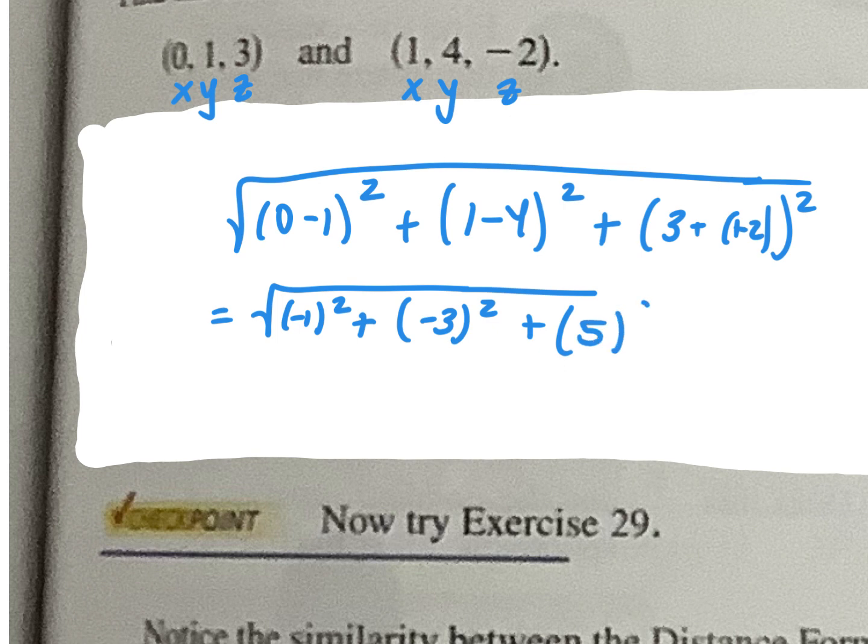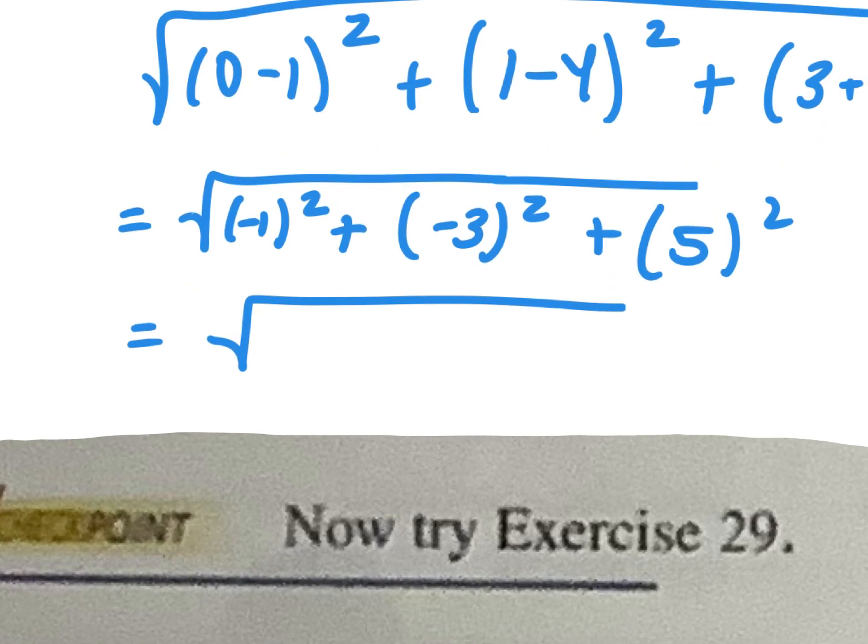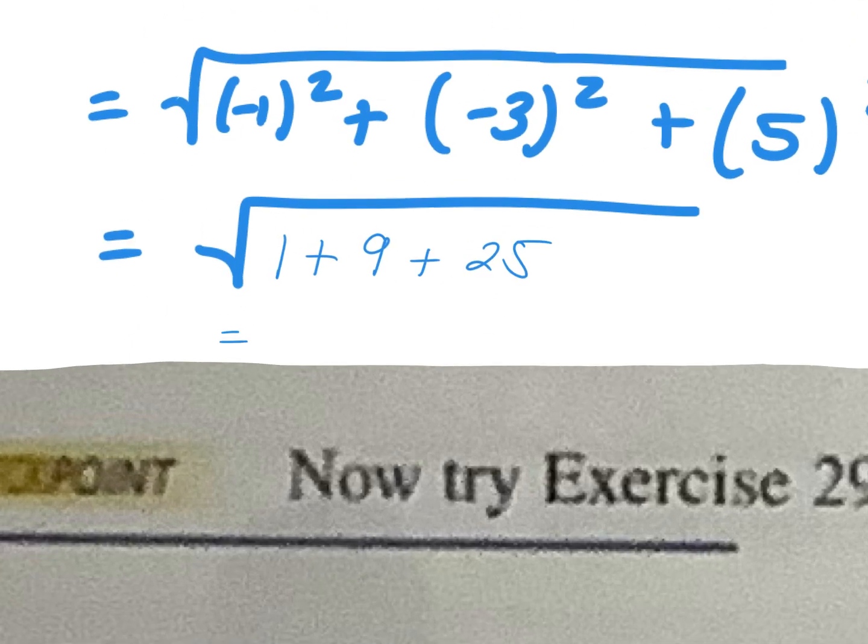5 squared. Good. And now, remember, you should never have a negative underneath here because when you square a negative number, it becomes what? Positive. So negative 1 squared is 1 plus negative 3 squared is 9 plus 5 squared is 25. Everybody with me? So what's 1 plus 9? 10 plus 25? So square root of 35. If you can break that down, what should we do? Break it down. If you can't, just leave it.